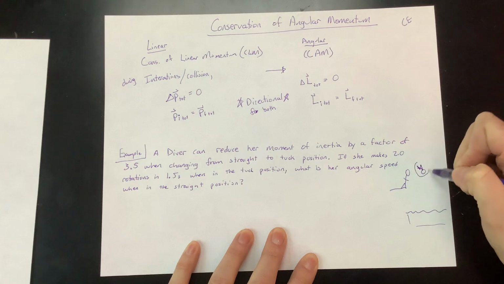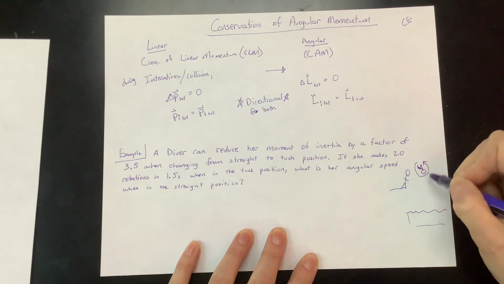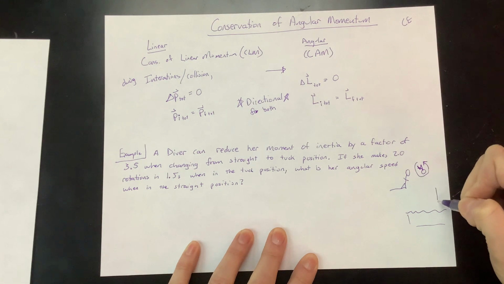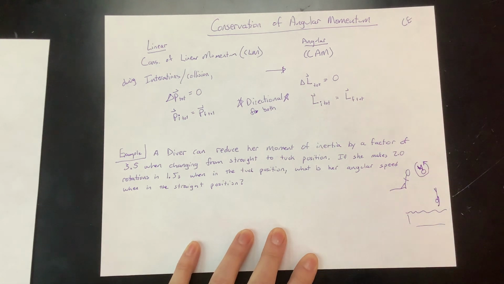There's rotation there, because she's jumping and spinning, and then she'll end up straight again with her arms above her head. Maybe she's facing that way, who knows? And then she goes into the water.